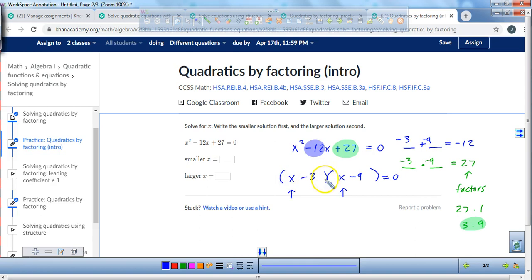What number minus 3 is 0? Well, that number is a 3. What number minus 9 is 0? That number is a 9. So our smaller 0 is a 3 and our larger is a 9.